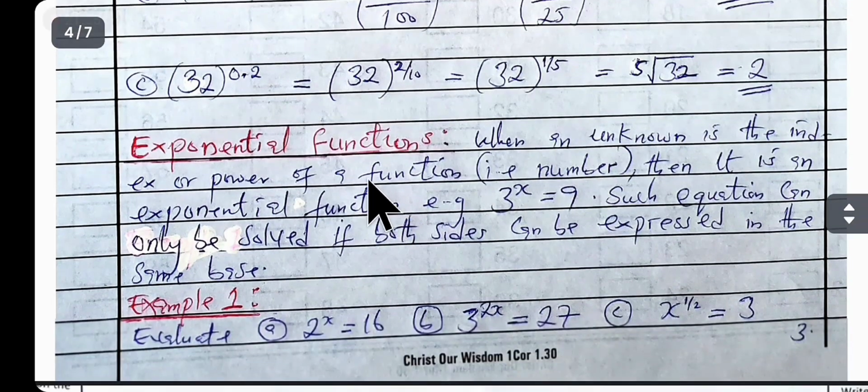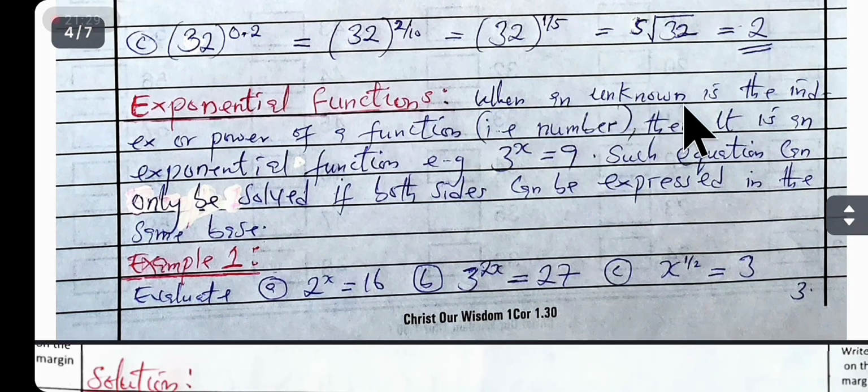Now, exponential function. When an unknown is the index or power of a function, then it is an exponential function. What do we say is an exponential function? An exponential function is when an unknown becomes the power. We call it an exponential function. Example: 3 raised to power x equals 9. This is an exponential function.